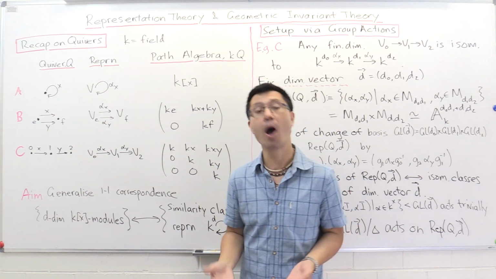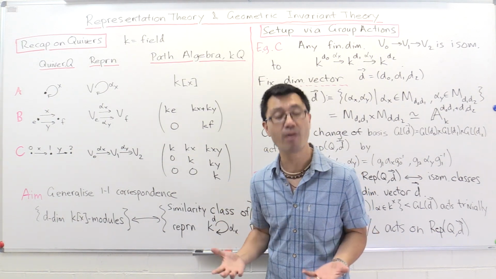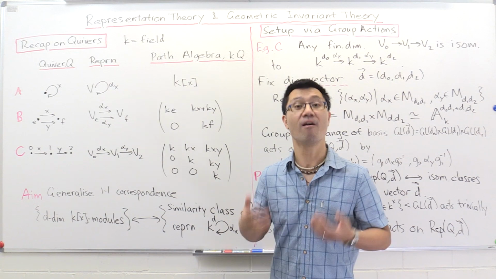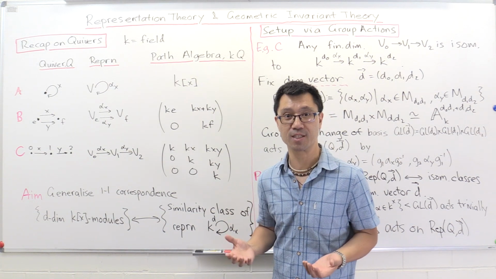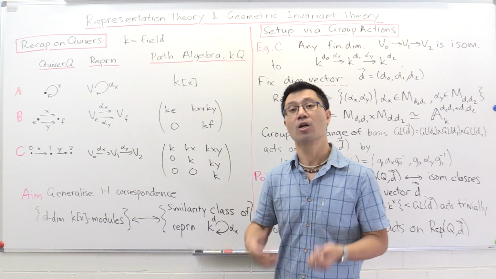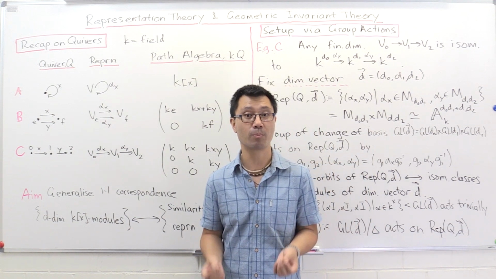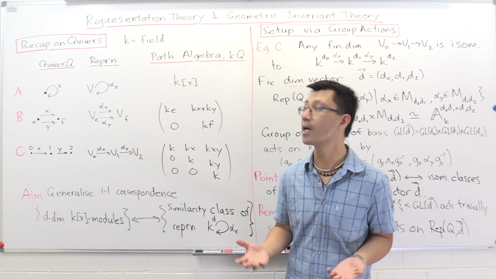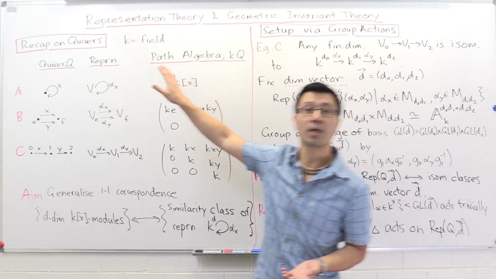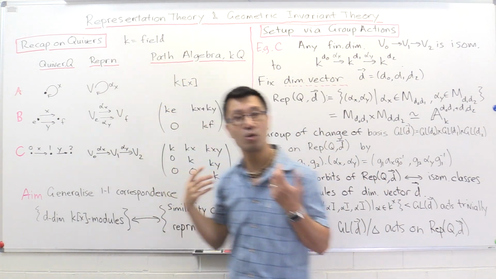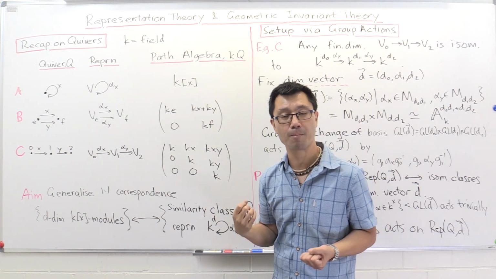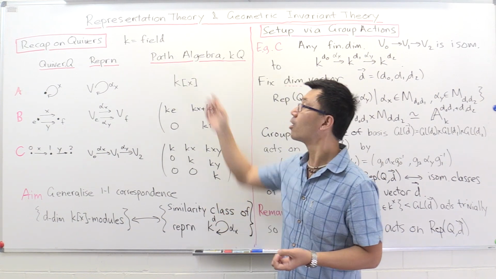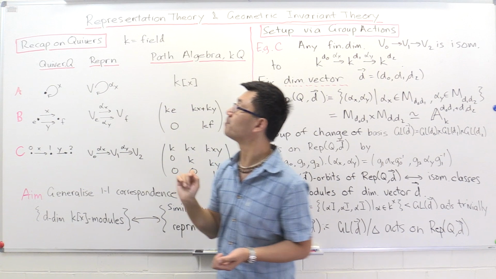In this video, I want to show you how geometric invariant theory can be used to classify finite dimensional representations. And in so doing, show a very, very interesting relationship between geometry on one hand and algebra on the other hand. Okay, so to do so, I want to give a quick recap on quivers. If you don't know much about this, you can look at my video on modules and quivers.